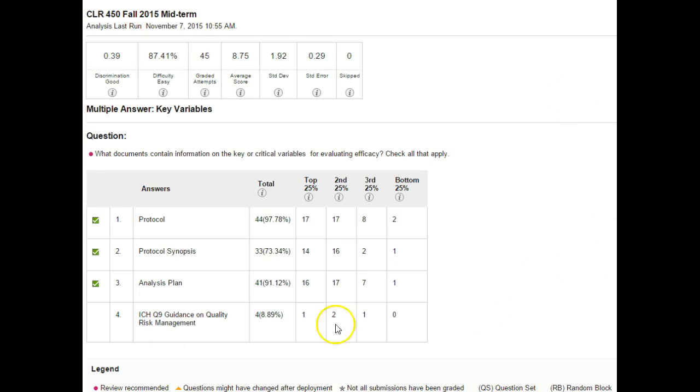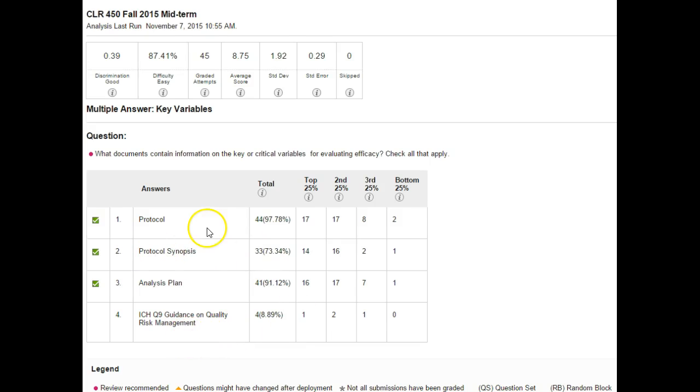Key variables. The question was, which documents contain information on key or critical variables for evaluating efficacy? It could be safety too, but just key or critical variables. Check all that apply. So the Q9 guidance on quality risk management, I mean, that was supposed to be a giveaway. That document doesn't talk at all about key variables. It's about the process of managing risk. So that's definitely wrong. A couple of you put it as an answer. Don't put it as an answer.